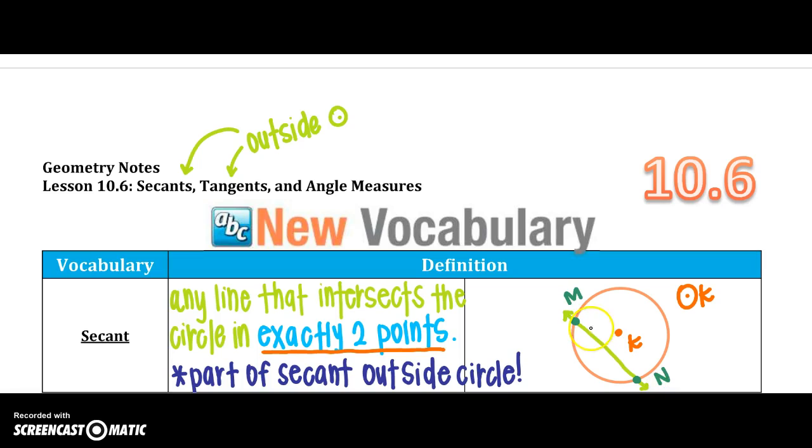Right now what you have learned is that MN, as a segment without continuing, having endpoints, would be called a chord. Now, knowing what a secant is, a secant has parts outside the circle. So it's almost a chord that is extended and has parts outside. My secant here would be considered MN, but to notate it, it's going to be a line that continues and goes and goes.